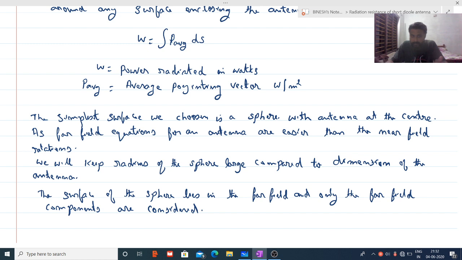Since we normally utilize the far field equation, we will keep the radius of the sphere large compared to the dimension of the antenna. If you take the dimension of the antenna and the radius of the sphere, the radius of the sphere should be large compared to the dimension of the antenna. That should be kept in mind. That is very important. So the surface of the sphere lies in the far field, and only the far field components are being considered here. Don't think about why not the near field region. You can calculate the radiation resistance for the near field region also, but in this condition we are more concentrated only on the far field region.